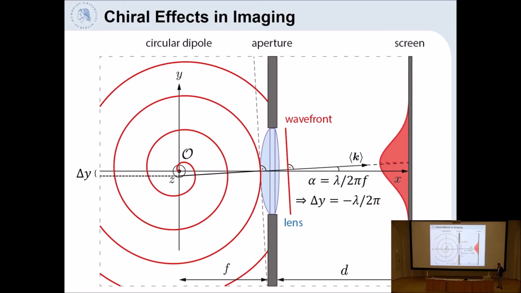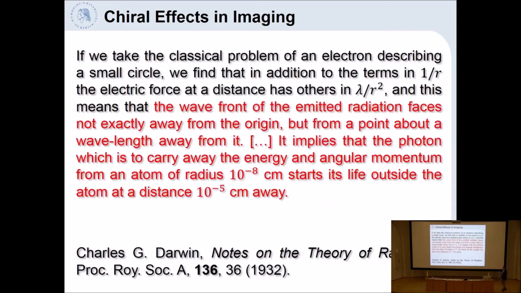And it turns out that this was already understood and predicted more than 80 years ago by Charles Darwin. So that's the grandson of the evolution theory Darwin, and the Darwin of the Darwin term in atomic physics for the experts. He wrote an article on the theory of radiation, considering the emission of light by atoms. And there he considered a circularly polarized emitter, and he found and describes that the wavefront of the emitted radiation faces not exactly away from the origin, but from a point about a wavelength away from it.